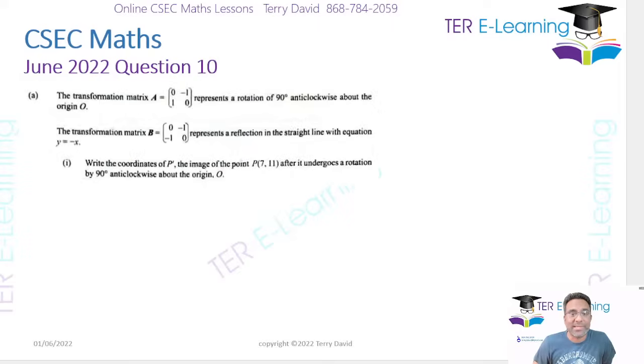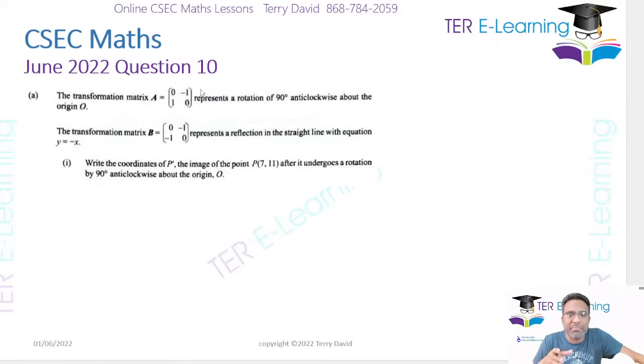All right, so that's question 9. So let's do question 10 now, right? I actually did one of these as one of the questions when I was doing the broad topics live. We have two transformations. We have matrix A, which is a rotation of 90 degrees anti-clockwise about the origin.